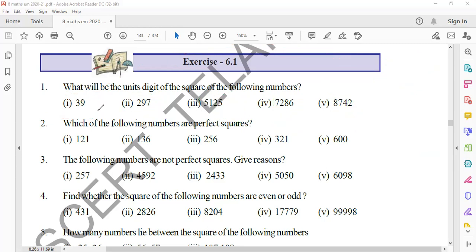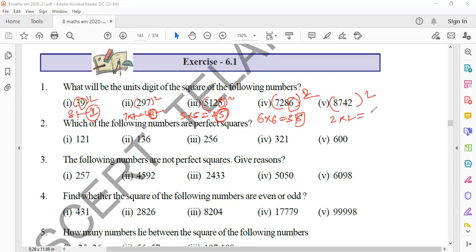Clear. You try to write. Here 9 9 is 81. Answer is 1 only. Next, here 297 whole square, nothing but 7 7 is 49. Answer is 9. Next, here last digit 5 5 is 25. The answer is 5. Without doing any square, you can take that. Last digit 6 6 is 36. The answer is 6. Here 2 2 is 4. The answer is 4 only, because it is one single digit. Clear? Okay. This is clear, I think.